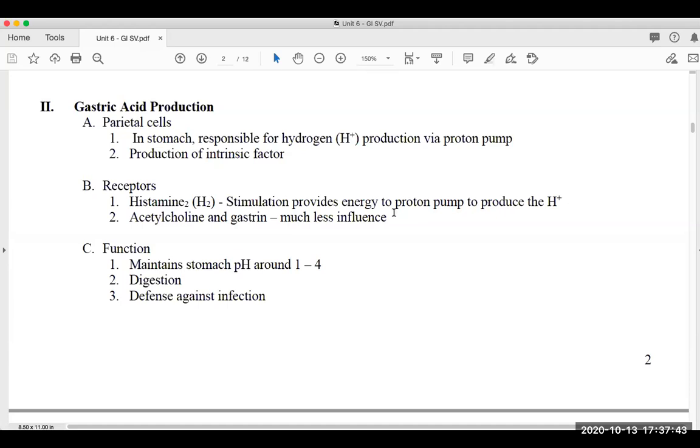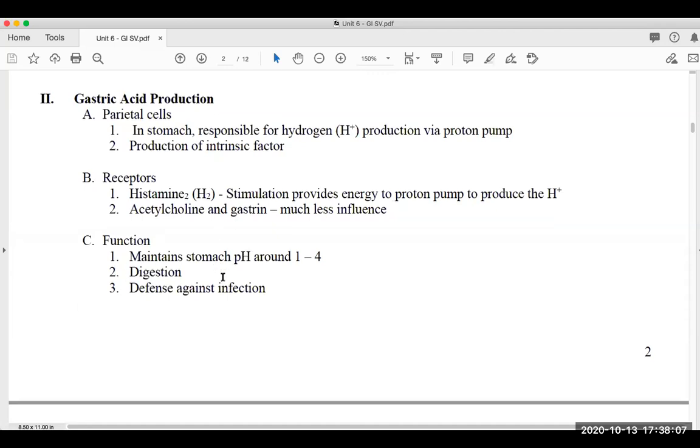And so understanding more from that, histamine 2, remember we talked about H1 in respiratory, histamine 2, we're specifically talking about that in the stomach, okay? And that histamine 2 stimulation provides energy to the proton pump to produce hydrogen. That's probably the biggest take back out of that particular section.